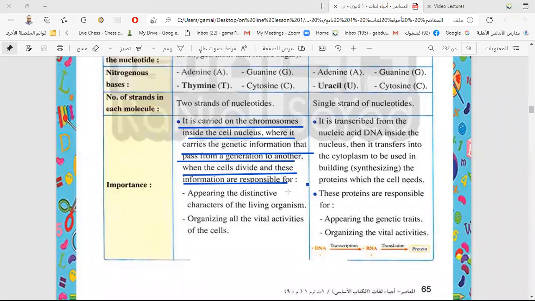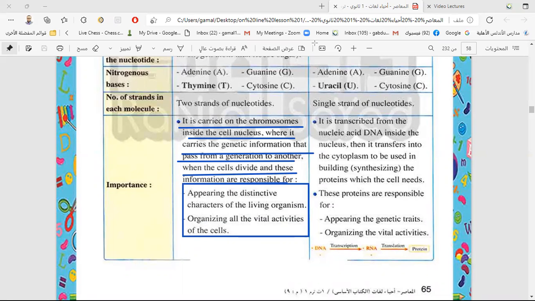All characters and all traits appear due to the genes. Genes are found on DNA. So it is responsible for the appearance of the hereditary characters of the living organism, and it's responsible for organizing all vital activities of the cell, carrying hereditary traits and organizing all activities.